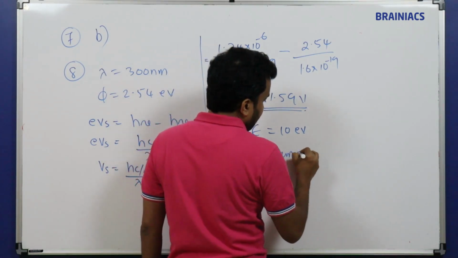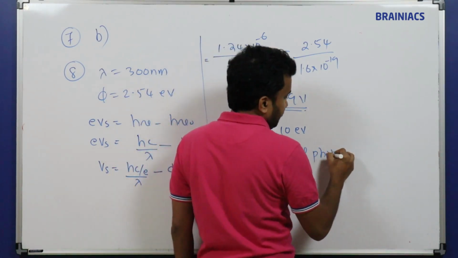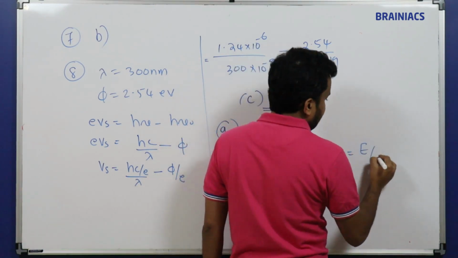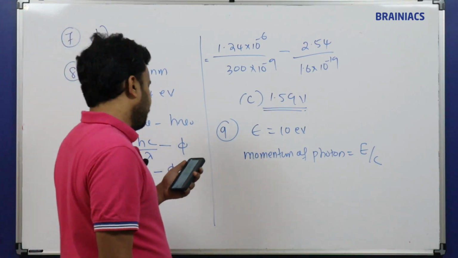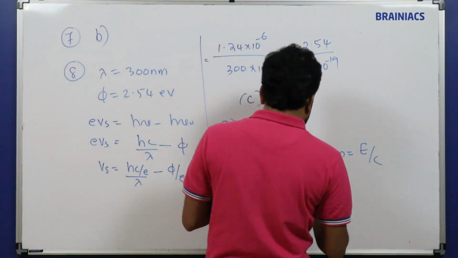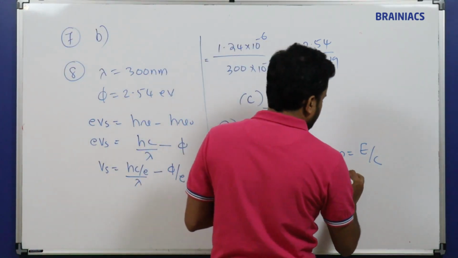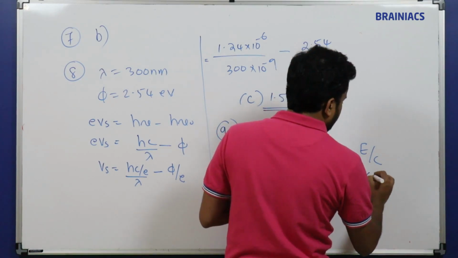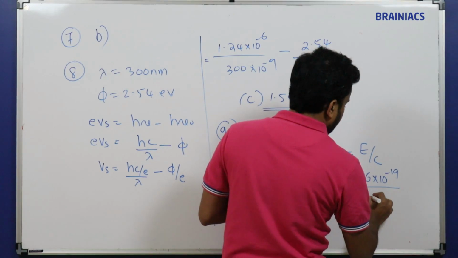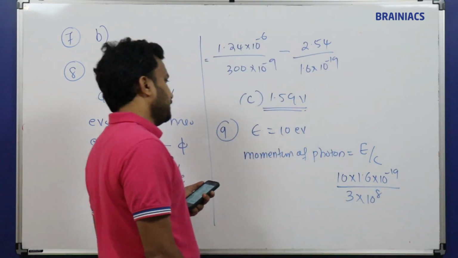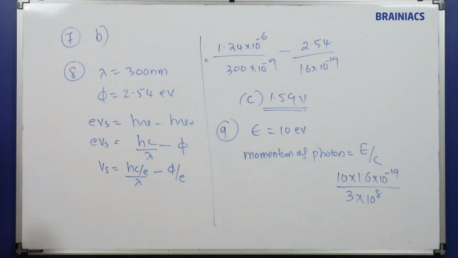This you have to remember. Momentum of a photon is equal to energy by c, or it is proportional to energy by c. So energy we have to divide by c, and momentum is given in SI units, so electron volt has to be converted into SI units: 10 into 1.6 into 10 power minus 19 coulomb divided by 3 into 10 power 8 meter per second. Then, when I convert it, we will get the momentum.